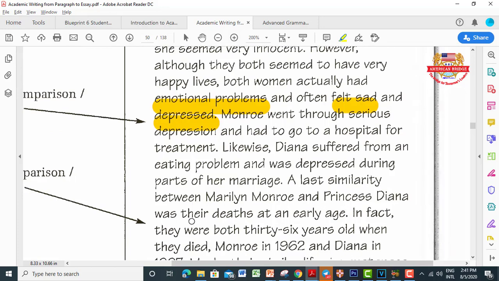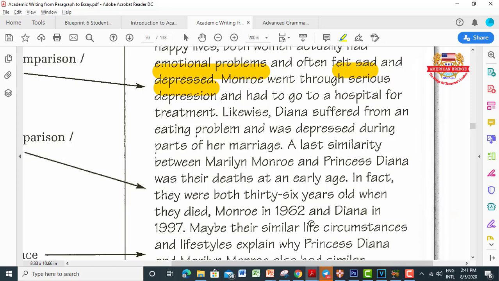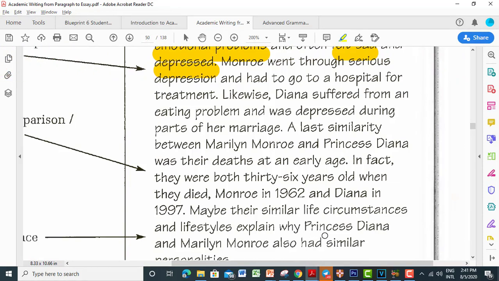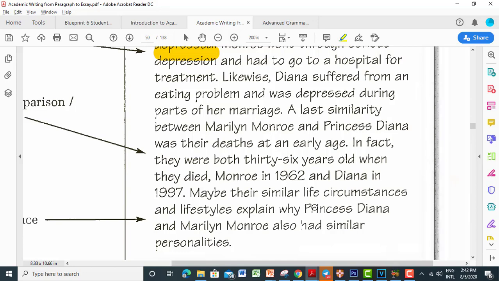A last similarity between Marilyn Monroe and Princess Diana was their death at an early age. In fact, they were both 36 years old when they died, Monroe in 1962 and Diana in 1997. Maybe their similar life circumstances and lifestyles explained why Princess Diana and Marilyn Monroe also had similar personality.